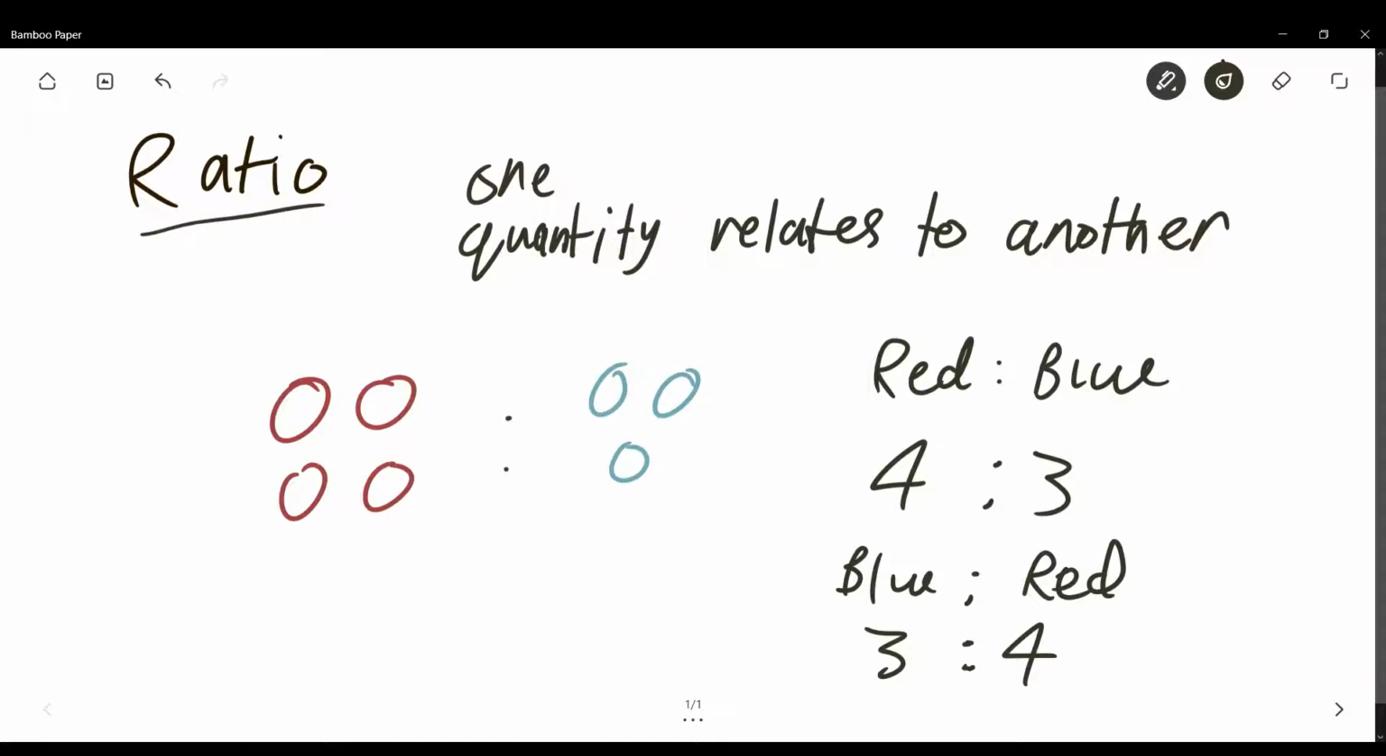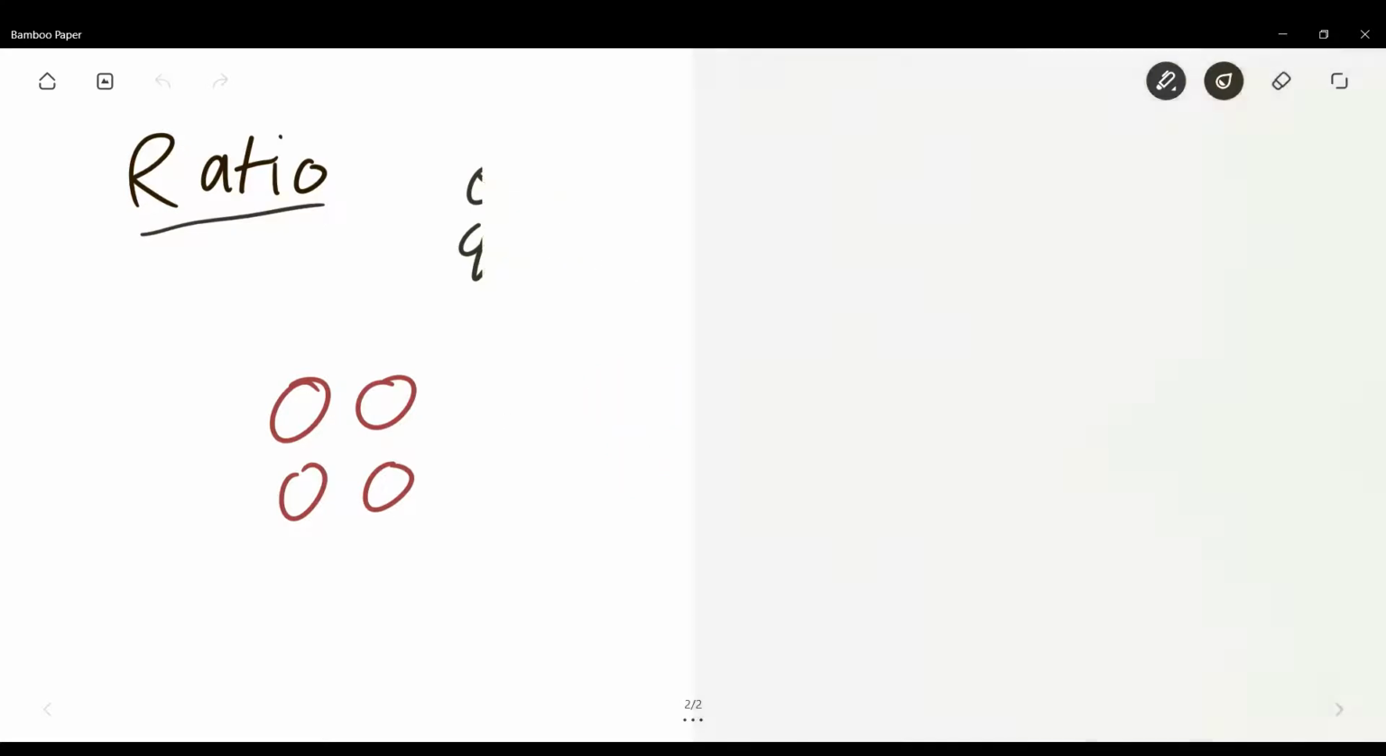Okay, so that's a 2-part ratio. What you could also have is a 3-part ratio. Or more parts, actually. You can have as many parts as you want.